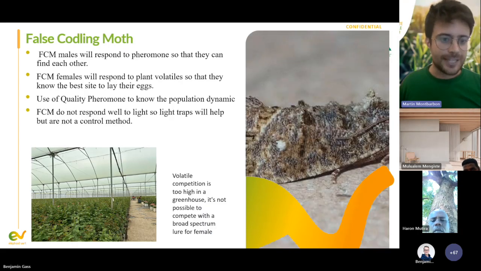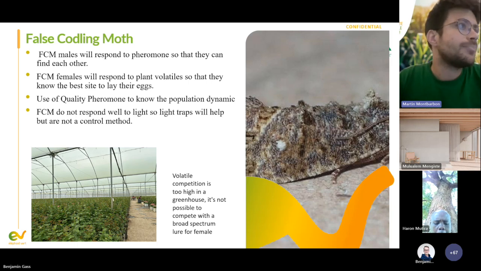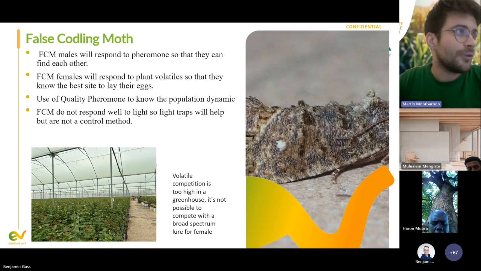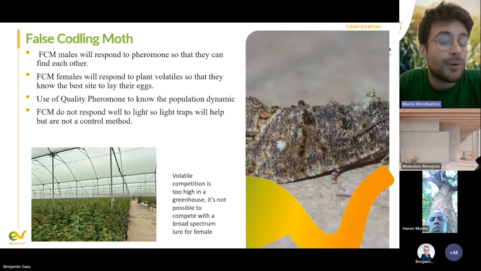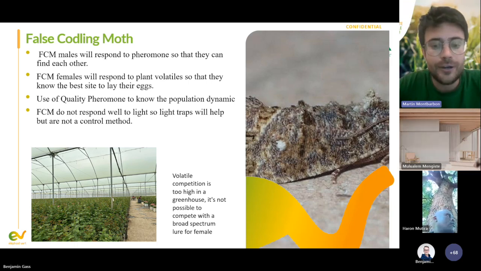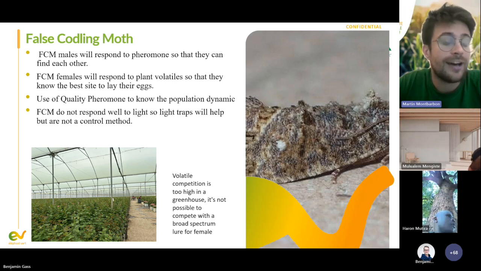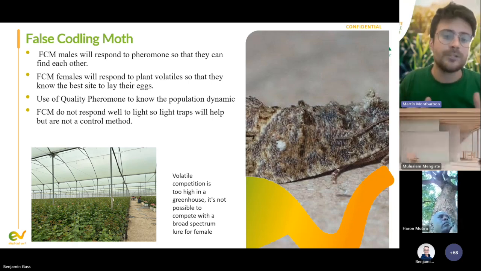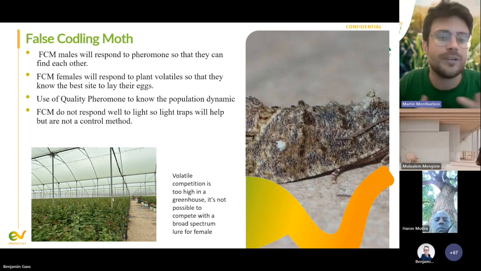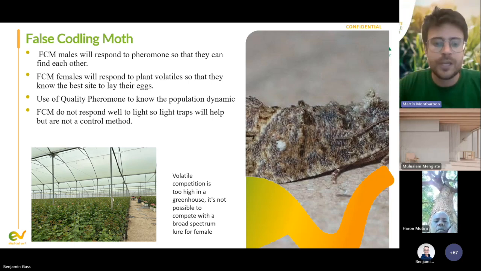So as I explained, the male responds to the pheromone, and the female responds to volatiles. So it's very important to have good quality pheromone. Because remember, when we are using a pheromone, we are looking at having an information. So you need a very good pheromone that has consistent release all the time it is supposed to work. In the market, we have pheromones that are going for 8 weeks, and we have pheromones that are going for even up to 6 months. What you need is to have consistent pheromone release throughout that time.